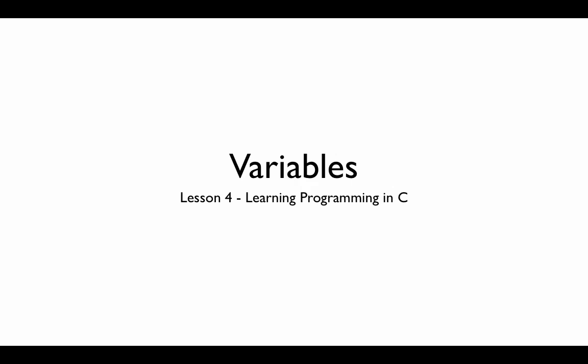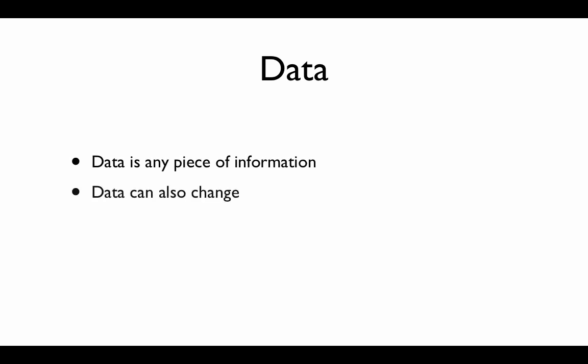A computer works with data. And data is any piece of information that you can think of, and data can also change. So, for example, your age is a piece of data, but your age also changes every single time you get older. And your address is a piece of data that changes less, but it changes whenever you move.